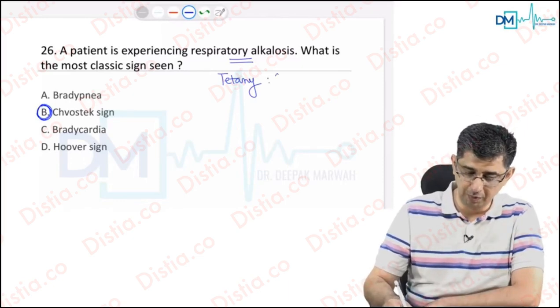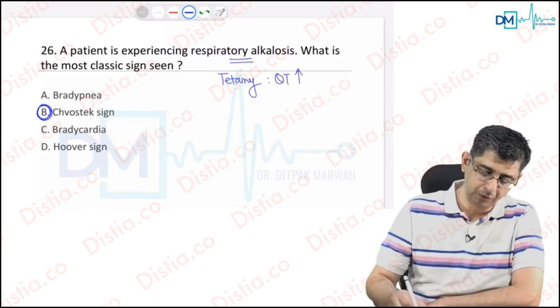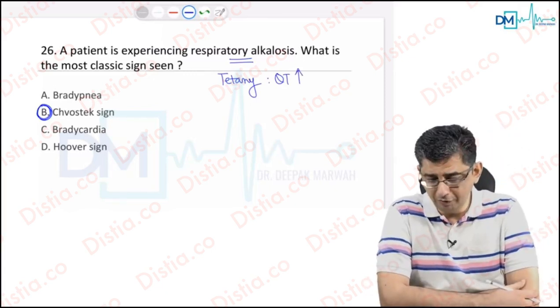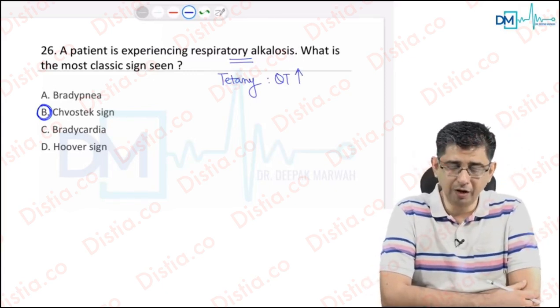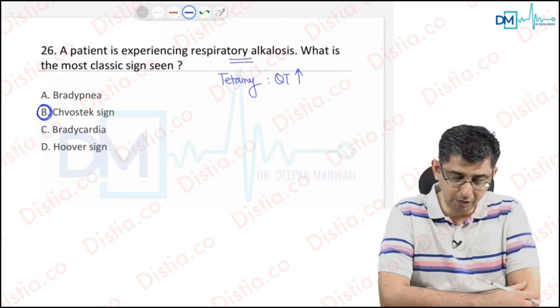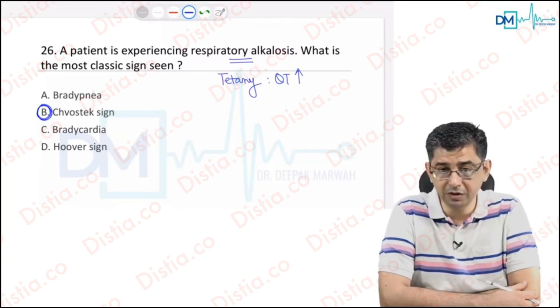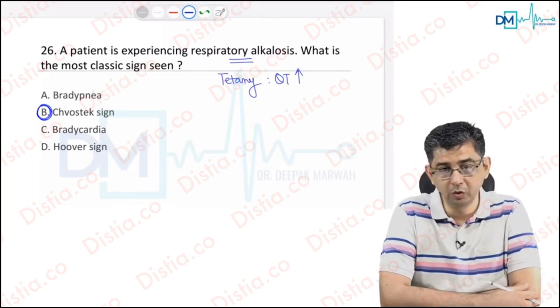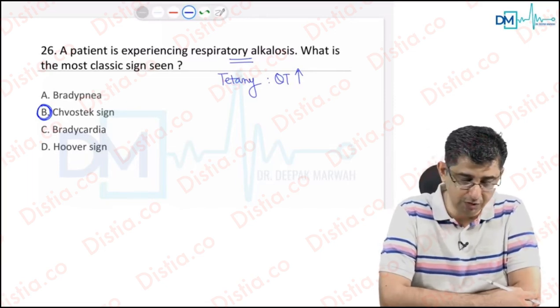ECG finding of tetany should be remembered as prolonged QT interval. You will definitely not get a significant bradycardia in respiratory alkalosis. So initially I thought it could be mainly a question related to bradycardia as a manifestation because of QT prolongation, but the more appropriate answer for this would be Chvostek sign.